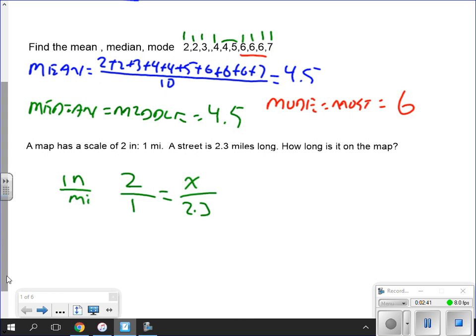How do you solve this? You cross multiply. 1 times x is x. 2 times 2.3 is 4.6. So it is 4.6 inches on the map.